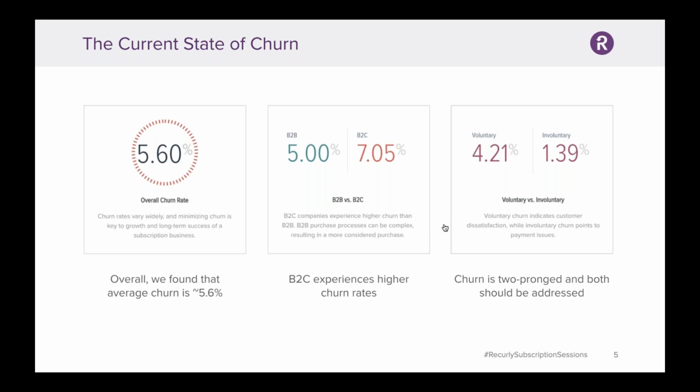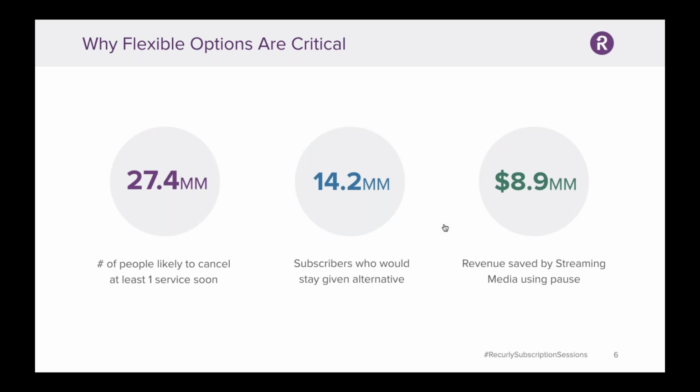That might be through an account updater capability or some revenue recovery or a dunning process for reaching out and asking customers to update their billing methods. And platforms that can automate that can have a significant impact on reducing that involuntary churn in an automated, very flexible, easy way to manage. But today we're going to focus on voluntary churn.